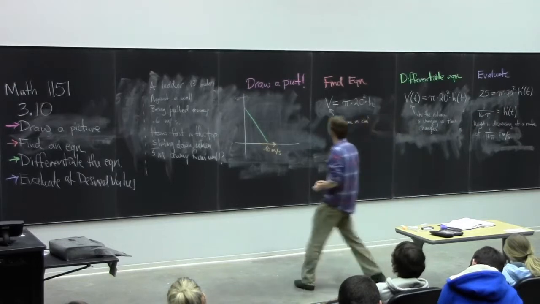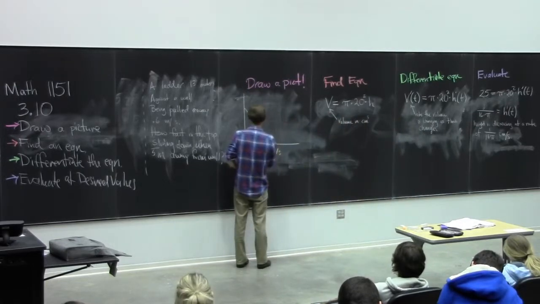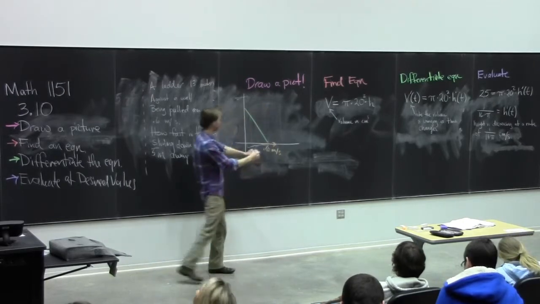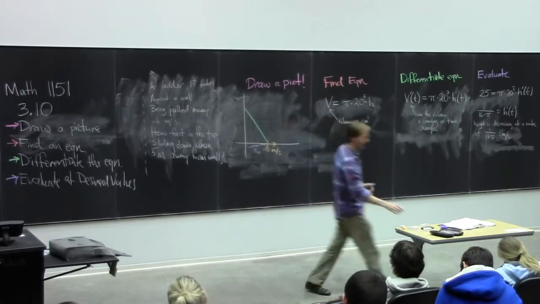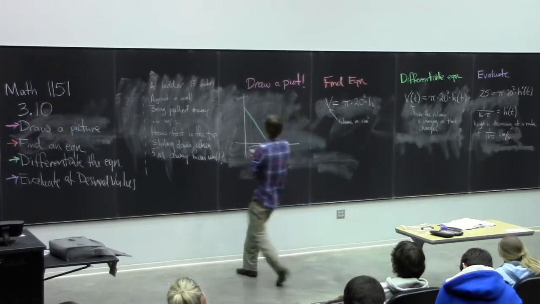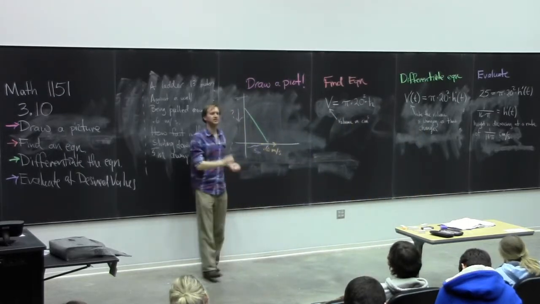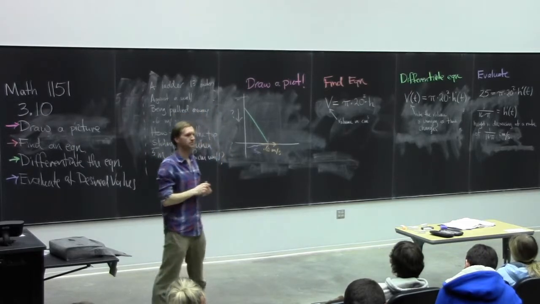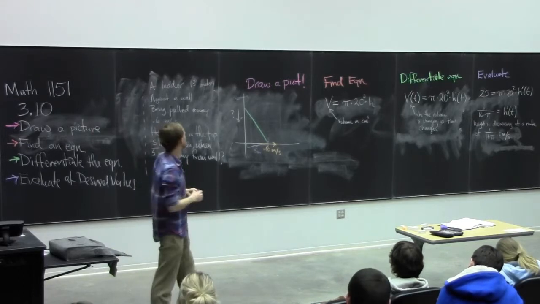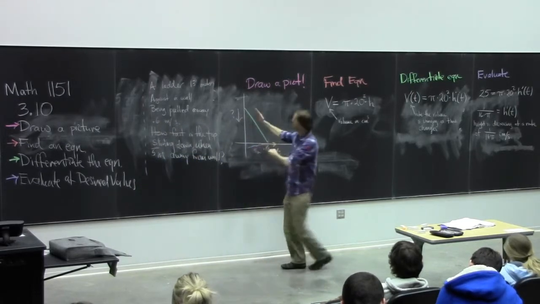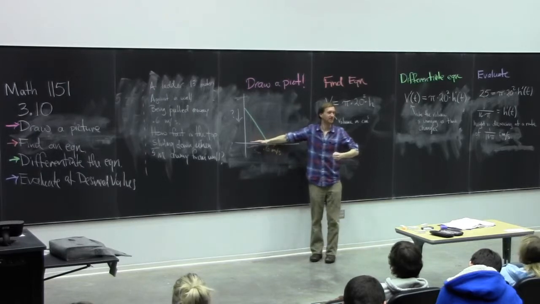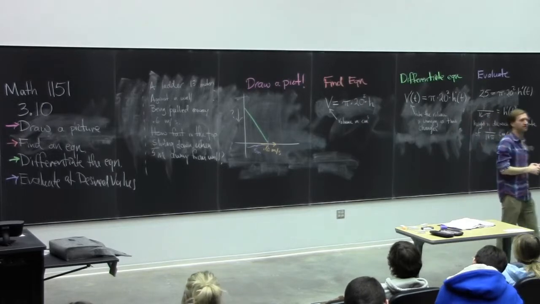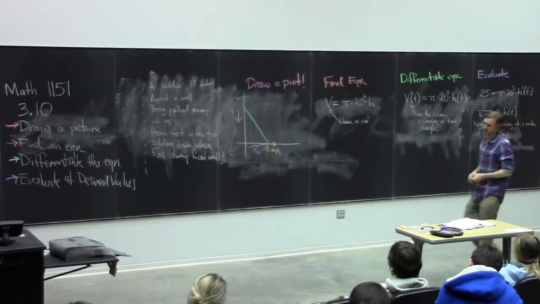By the way, this is supposed to be 5 meters right there. And we want to know how fast the ladder is going down. So I'm pulling this ladder out, and somehow it's going to be doing this. That's the idea. Picture's drawn.